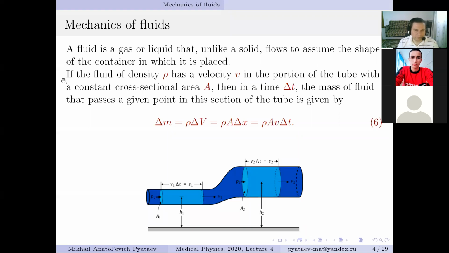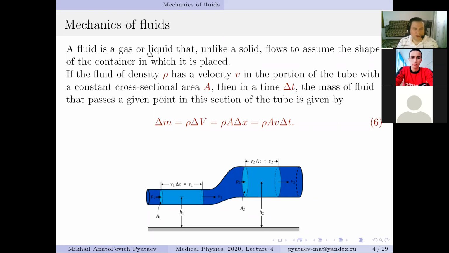And it is interesting that there is no analog of the word fluid in Russian. In Russian, we have the word for gas, the word for liquid, and the field mechanics of fluid is called mostly hydrodynamics, mechanics of liquids in Russian.